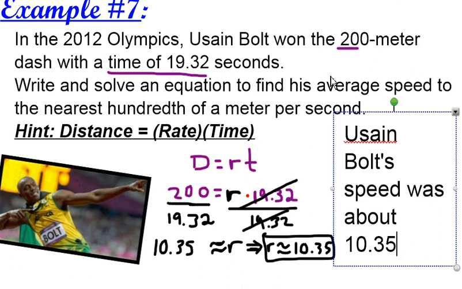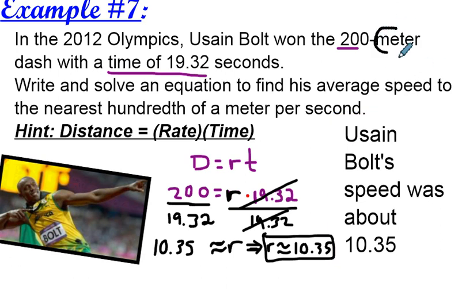So let's go back to our problem. It says he won the 200-meter dash. So 200 meters, we're in meters for our distance, in a time of 19.32 seconds. So if I were to go back into my work here, this is 200 meters, 19.32 seconds. I had to divide by 19.32 seconds on both sides.